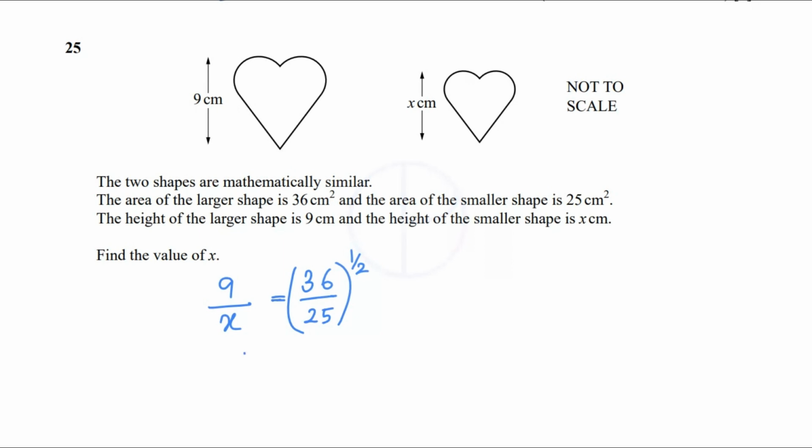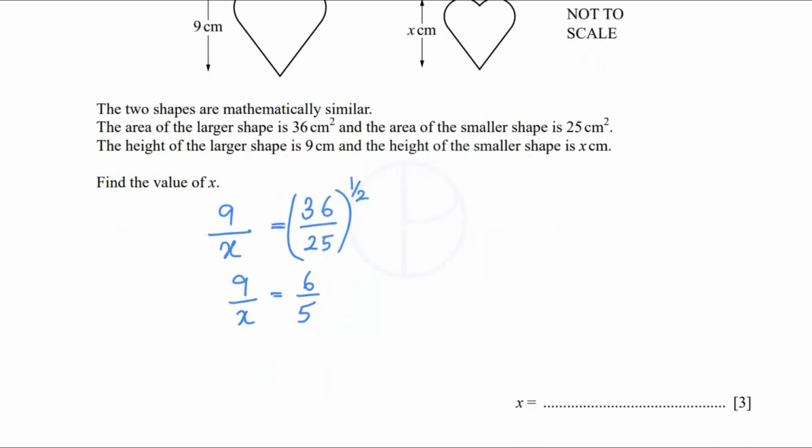Okay. So we get 9 over x as 6 over 5. Now cross multiply this and make x as the subject. So we get x equal to 9 multiplied by 5 divided by 6. Now simplify this by cancelling out. 9 divided by 3 will be 3. 6 divided by 3 will be 2. And this is equal to 3 times 5, which is 15. 15 divided by 2 is 7.5.